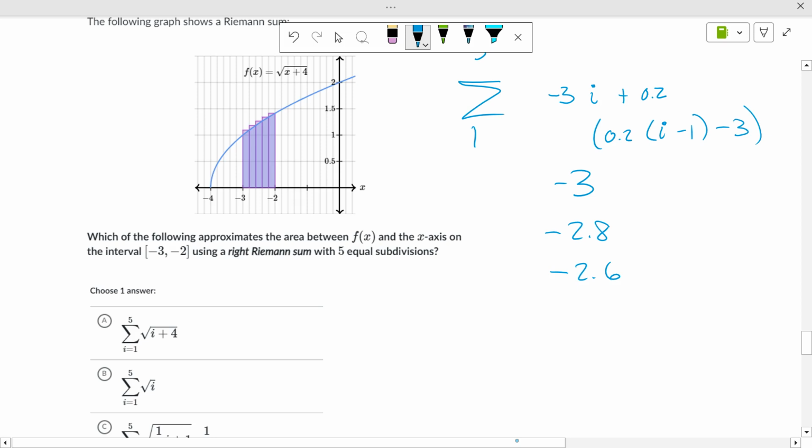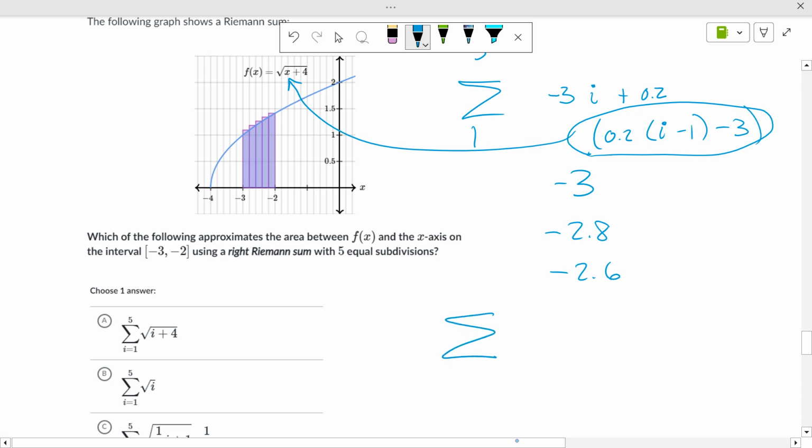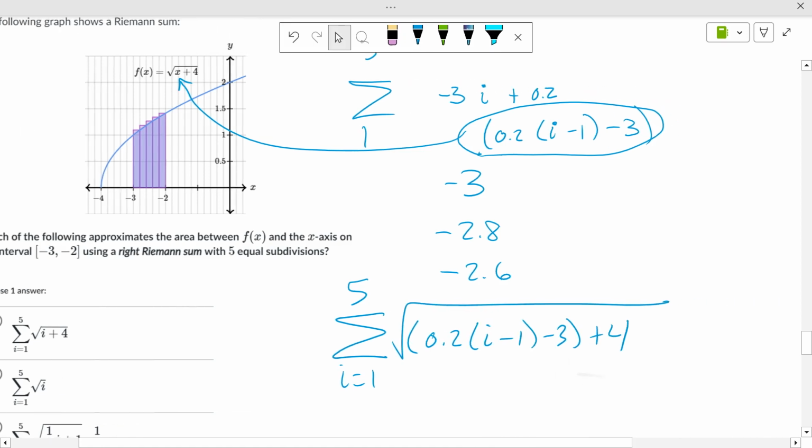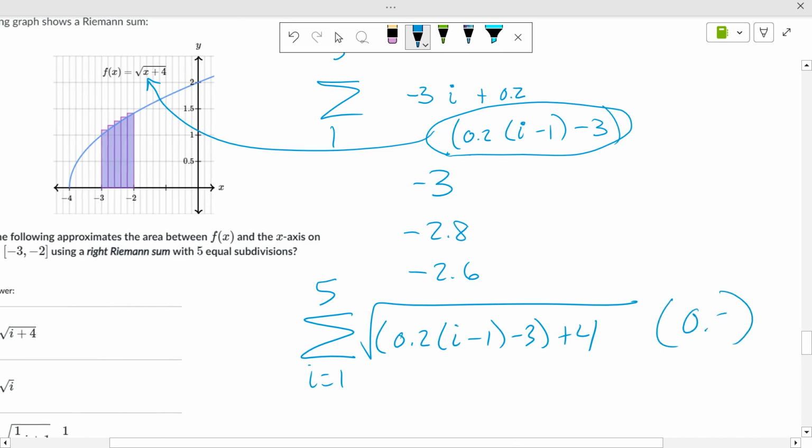And then if I put in a 2, because that's the next step, 2 minus 1 is 1, times 0.2 is 0.2 minus 3 is -2.8. Put in a 3, and that works. So here's my function that I discovered will go in for x. So now I have to do the summation of I equals 1 to 5 of 0.2 times I minus 1 minus 3 under a square root plus 4, and then my width each time is 0.2.